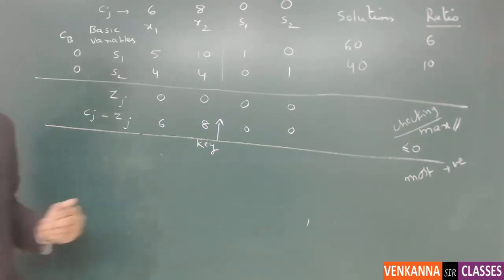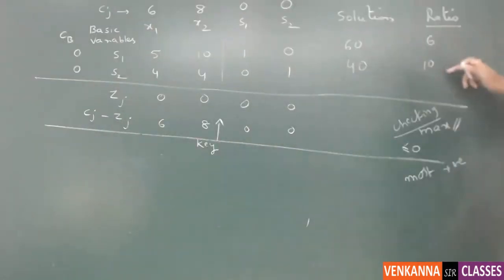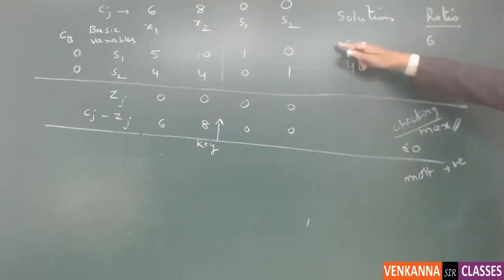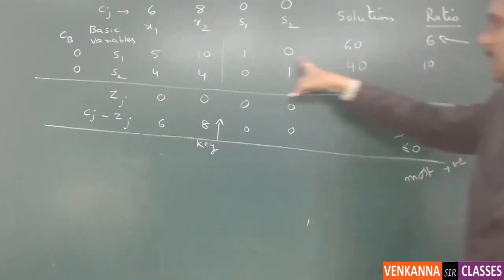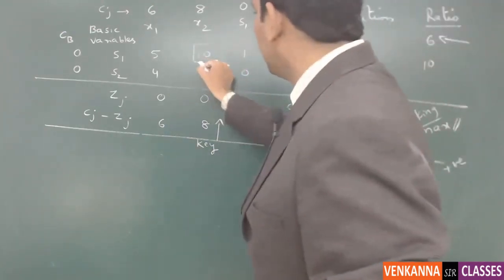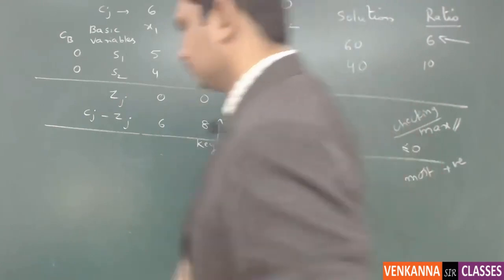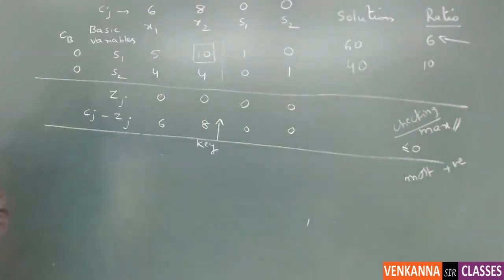Now what happens? After finding the ratio, to select the pivot element, we have to go with the row. Which row among the two should I select? Whichever ratio is minimum, I should go with that row. So since 6 is minimum, if you get the intersection, this is the pivot element. So 10 is my pivot element. We always go with the minimum ratio. Fine.